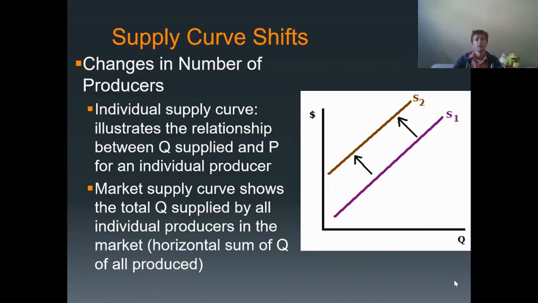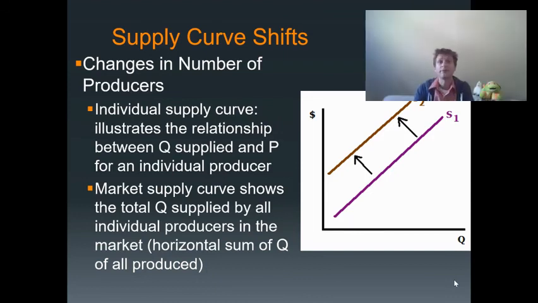If firms leave the market, supply shifts left. If firms enter the market, supply shifts right. And that's all we have for supply.